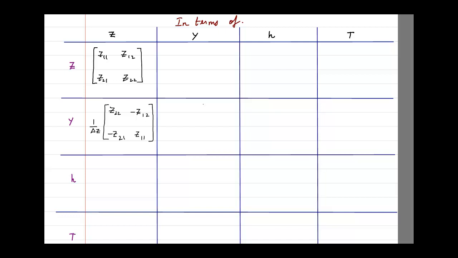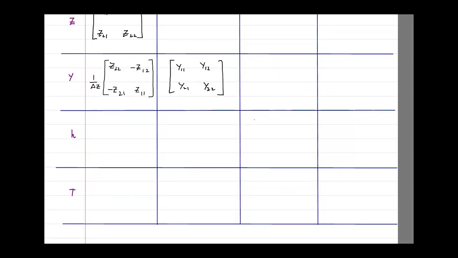Correct? Similarly, y in terms of y will always be y11, y12, y21, y22. There is nothing to change. Similarly, h in terms of h will be h11, h12, h21, h22. And t in terms of t is going to be a, b, c, d.